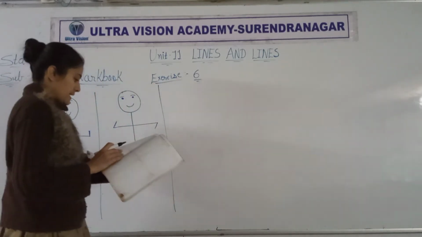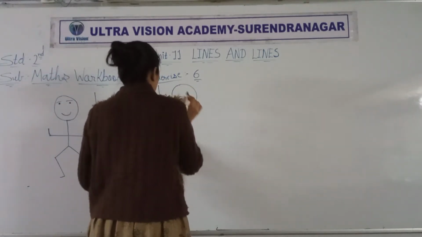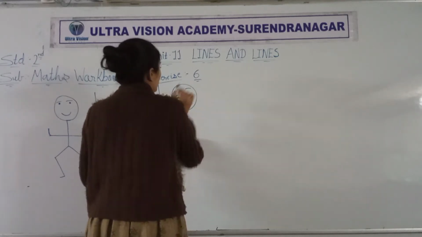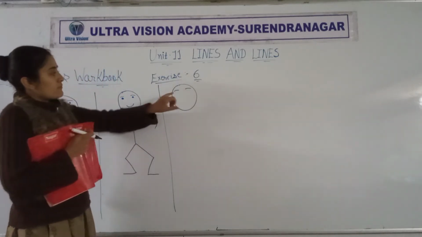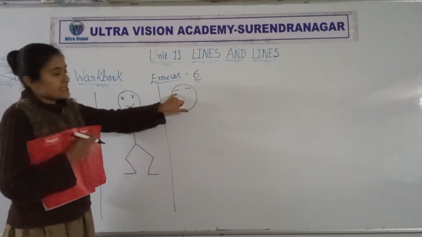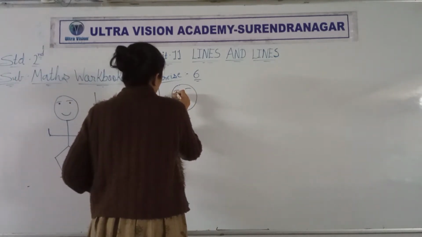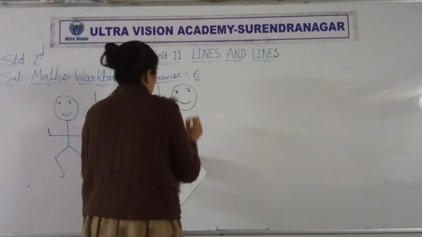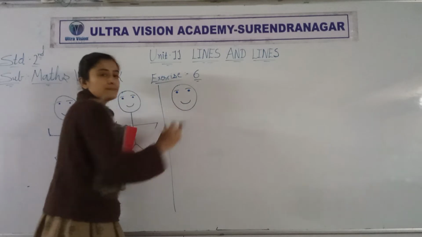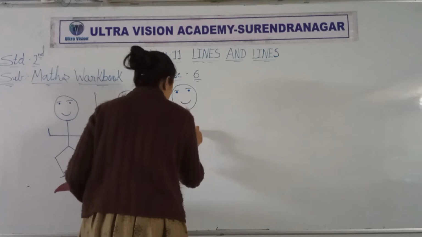Let's see the next picture. We have to make a round again. Again we have to use here a curved line. This line, what do we have to call it? It's a curved line. Then again we have to make a round and make an eyeball. Right? Then again we have to use here, which line? It's a curved line. Then again we have to use here standing line.